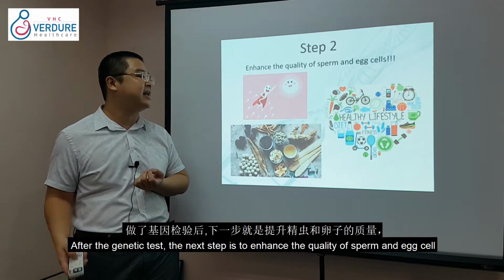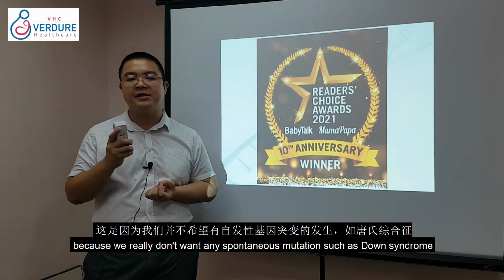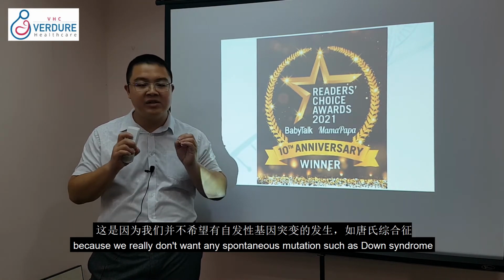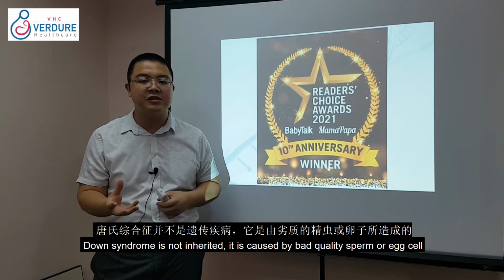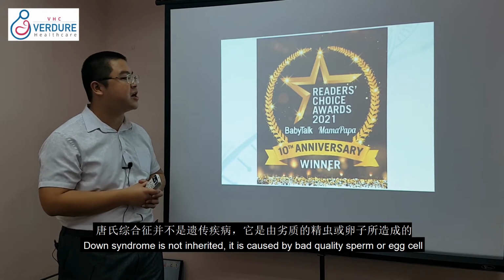All right, so after you get yourself genetically tested, the second step would be to enhance the quality of your sperm and the eggs, because we really don't want there to be spontaneous mutations such as Down syndrome. Down syndrome is not inherited. It is caused by bad quality sperm or egg cells. Okay, just to put it in simpler terms.